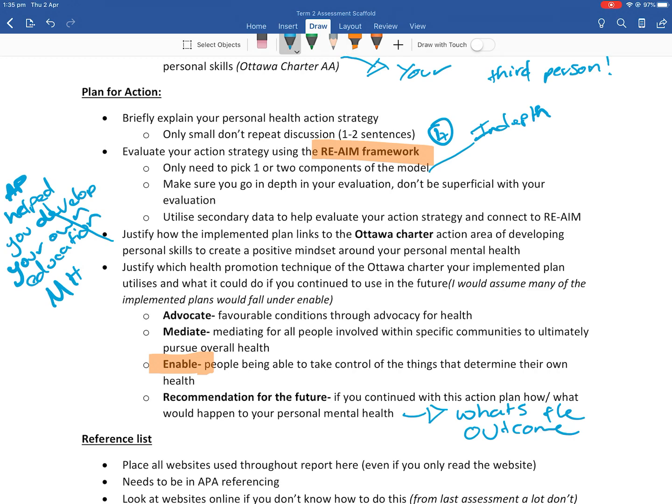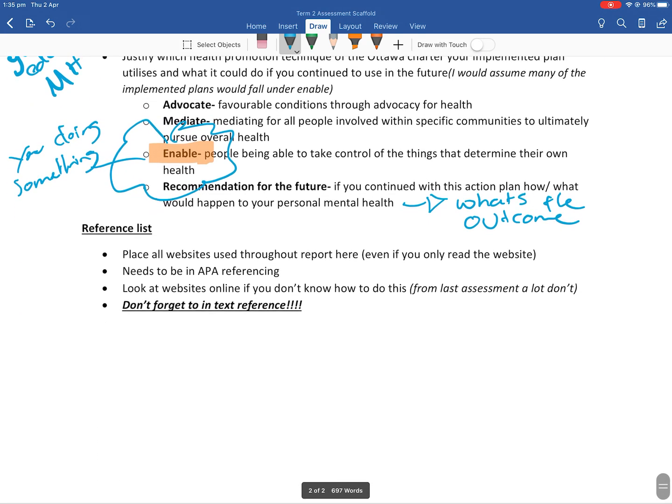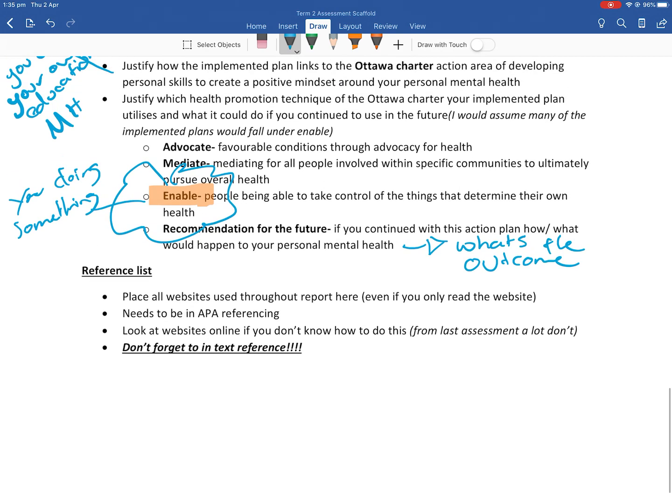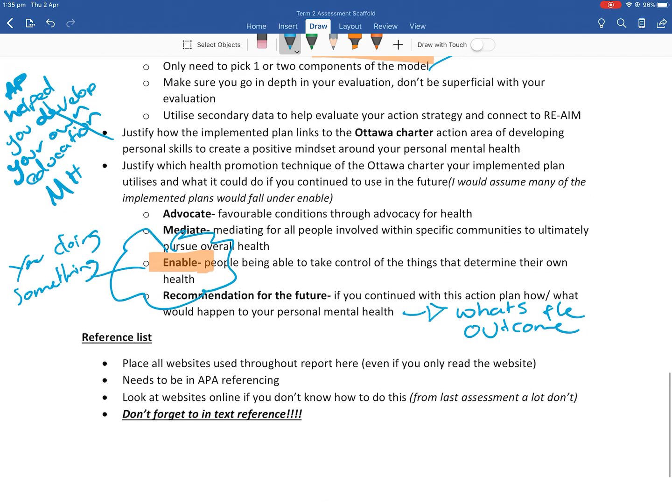So you will generally be, obviously, enabling yourself to give you more control. This is generally by you doing something. Now, that might not be true for everybody, but that's my general thought process, is most of you will fall under the enable banner. If you feel like you don't, can you please make sure that you contact me? Enable will probably be the easiest for you to write about. All right, there you have it.